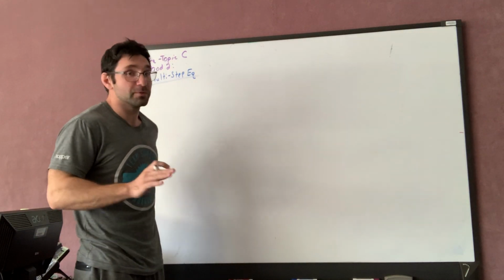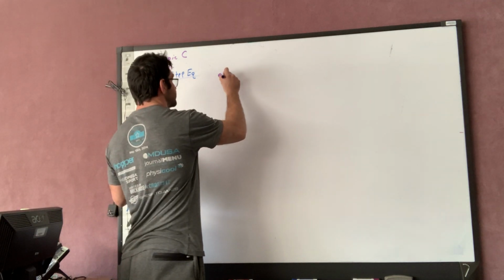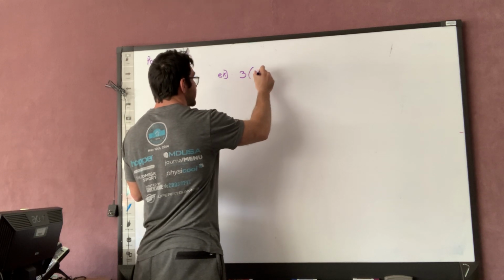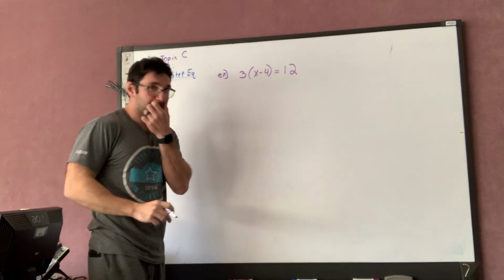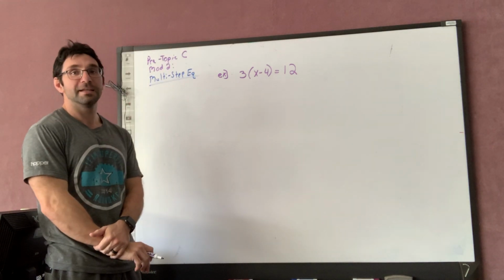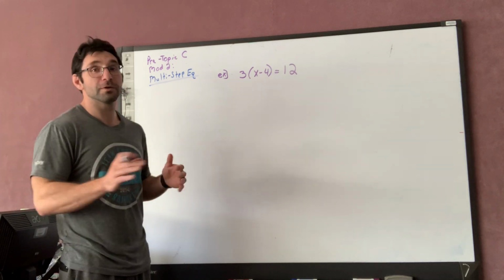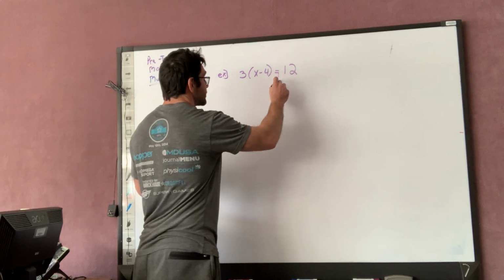What we are going to deal with just today is just distributing. So, let's say I've got 3(x minus 4) equals 12. This is an equation. This is a multi-step equation. And here we go. The first step for us always stays the same. We find the balance point. We make our inverse operation line.